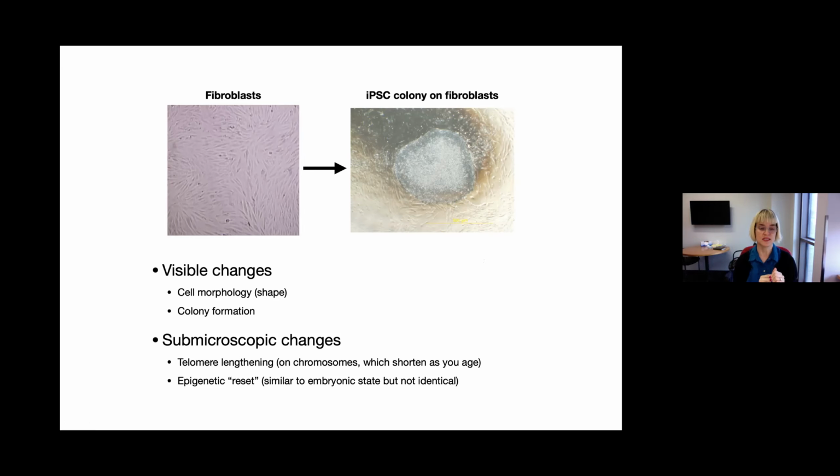The other thing that we see is what's called an epigenetic reset. Throughout the course of your life, your DNA will develop changes based on your experiences, your environment, and medications you take or drugs that you use. And in the process of reprogramming, most of those epigenetic changes are removed. So again, we are getting back to what is similar to an embryonic state. What's great about that is that it allows us to study development from very, very early time points, which otherwise we wouldn't be able to do.